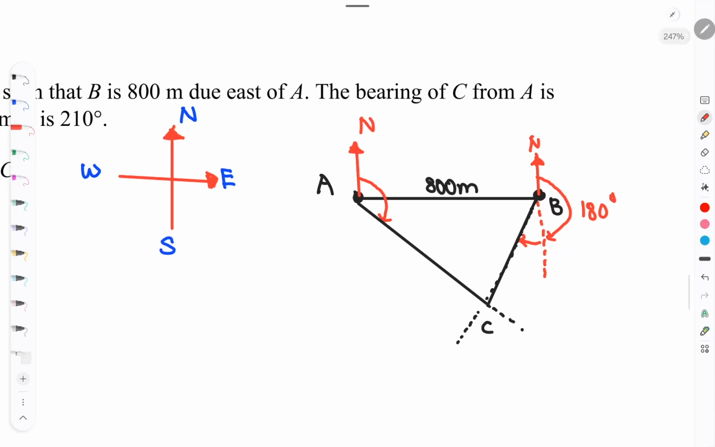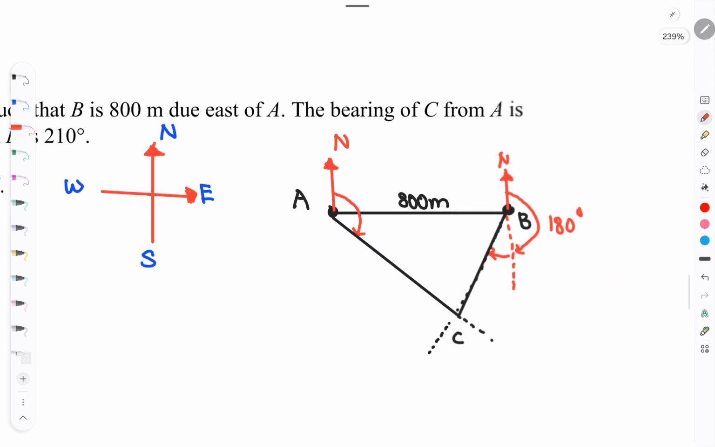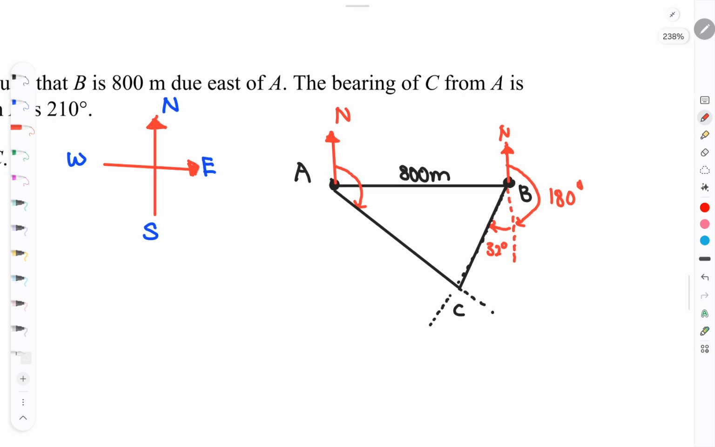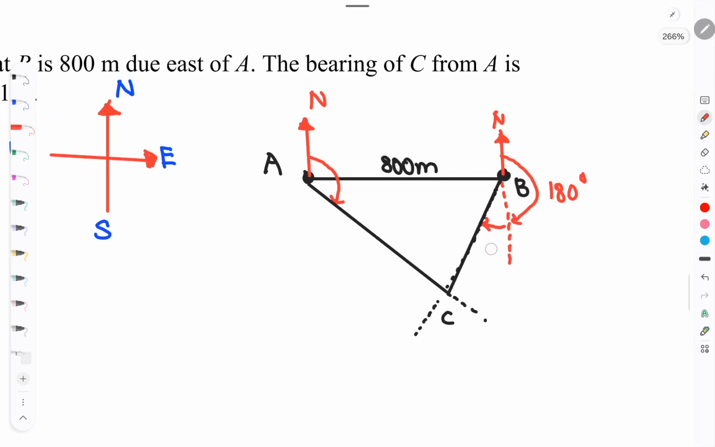Okay, now that they give me all this bearing, this is 132, so this is 30 degrees. So I know actually this is a right angle, so I can find the value of this. Okay, this is 60 degrees. I also know this is 90 degrees, so I can find this angle inside BAC. It's actually just 42 degrees.